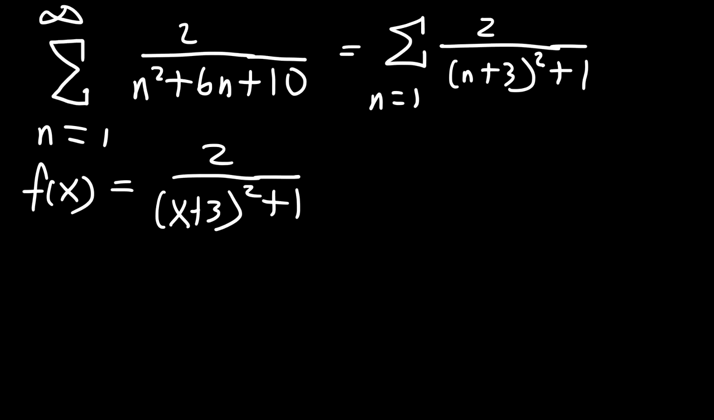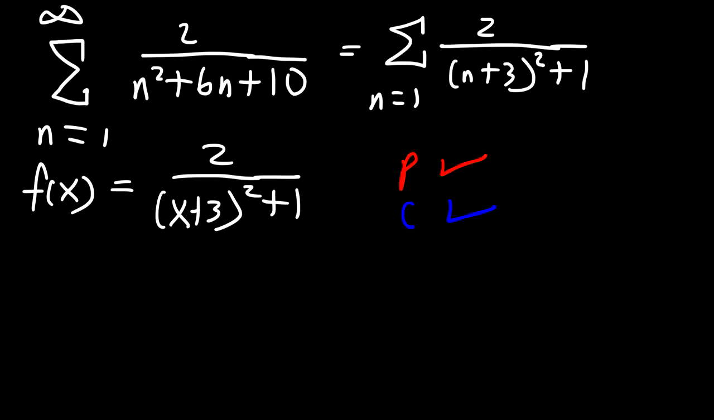So is this function always positive? X plus 3 squared will always be positive, and everything else is positive. So this function is always going to be positive everywhere. Now, is it continuous? There are no points of discontinuity. X plus 3 squared is always positive, and if you add 1 to it, it will never be 0 on the bottom. So it's continuous everywhere.